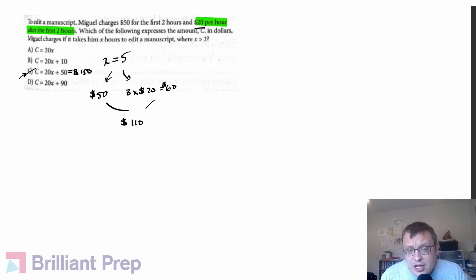Right away, notice if I go ahead and plug in x equals 5 into my choices, we see that choice B works because 20 times 5 is 100. 100 plus 10 is 110. But what if we wanted to solve this algebraically? And you might also be wondering, where's this 10 coming from? That seems a bit weird.